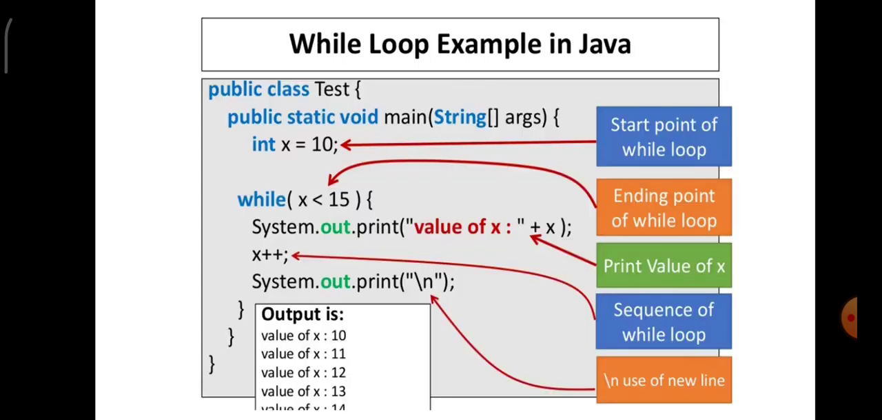Okay. Now while loop example. Here we are going to print numbers 10 to 14. How? Main method is called, x is equal to 10. We are looking out for a condition, x less than 15. Is 10 less than 15? It prints the value of x as 10. The next line, x plus plus, is nothing but you are incrementing 1 to that number 10. Now the value is 11. And System.out.println with backslash n is nothing but you are printing a new line.